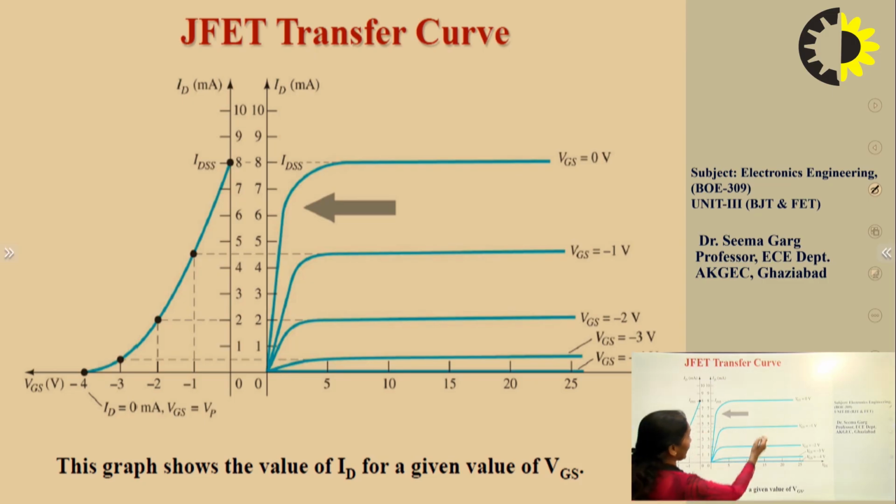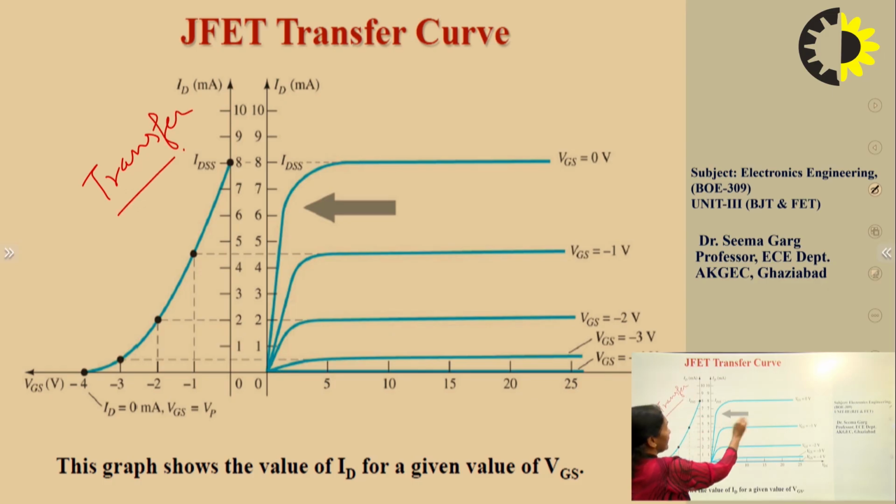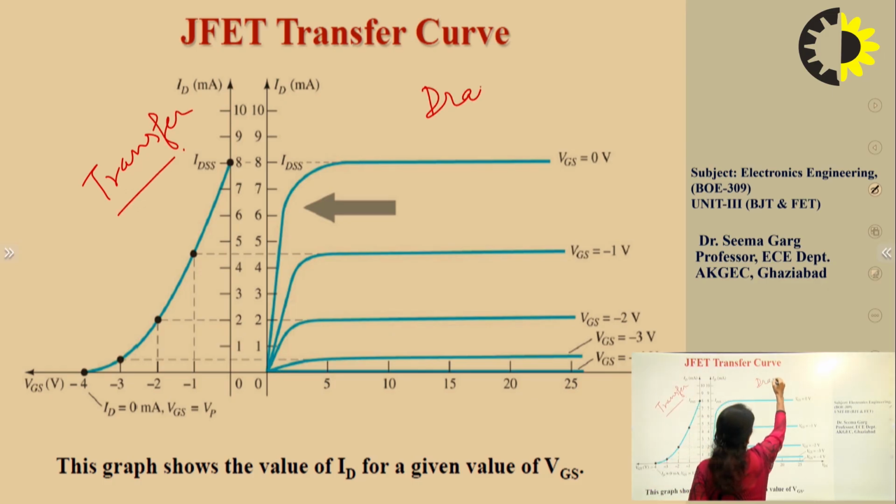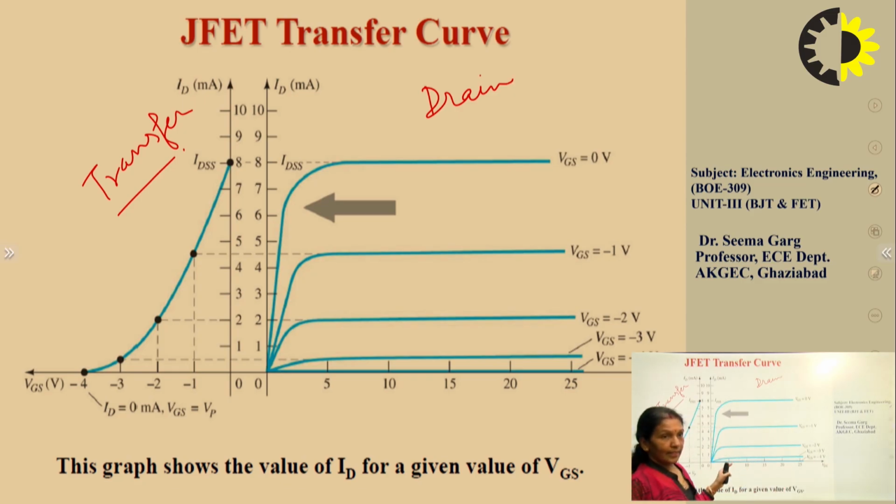So here if you extend this VGS, this is your transfer characteristic, and this is your drain characteristic. So once the drain characteristics has been drawn, if you extend this, VGS is equal to 0, and this is the point where VGS is 0. So at the point of intersection, we mark this point. For VGS, this is -1, and this is also -1. By extending this, we get this point, the intersection of these two.